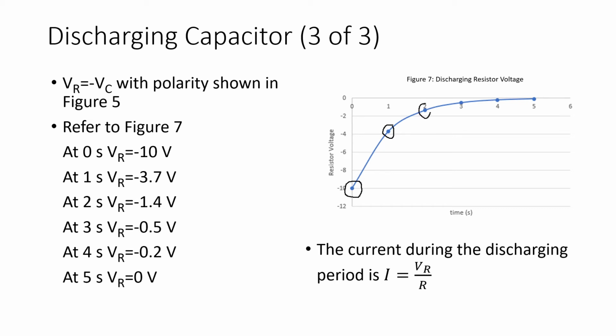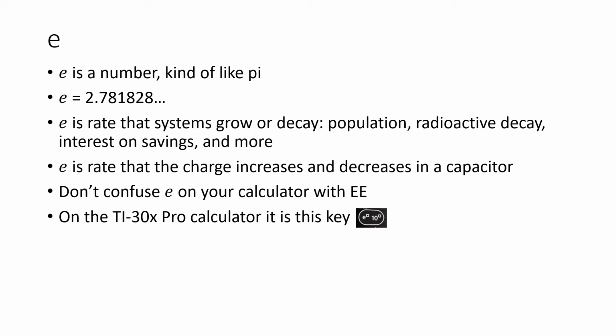At 2 seconds, negative 1.4. At 3 seconds, negative 0.5. At 4 seconds, negative 0.2 volts. And we assume that at 5 seconds, 5 time constants, the resistor voltage is 0. Now, the current during the discharge period can be calculated using Ohm's law. I equals VR over R. So the plot of current would look just like the plot of the resistor voltage.